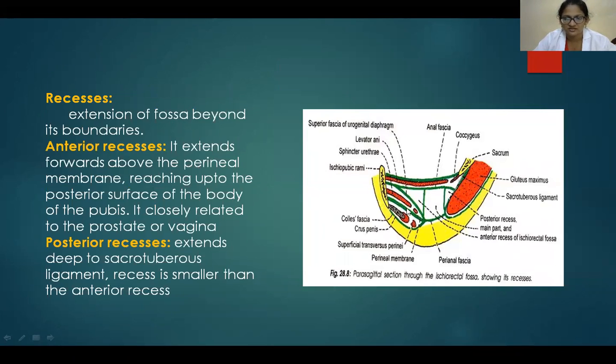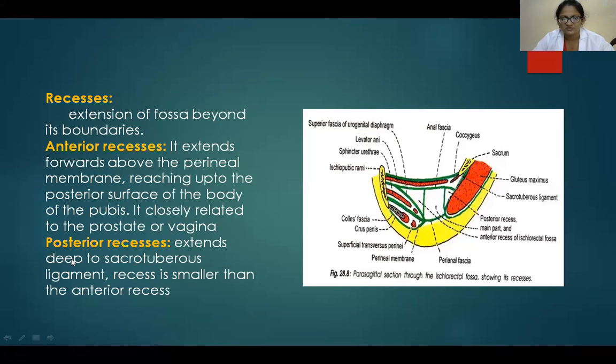The anterior recess extends forwards above the perineal membrane and reaches up to the posterior surface of the body of the pubis. It will be related with the prostate in males, whereas with the vagina in females.